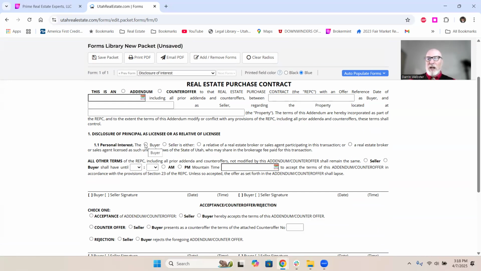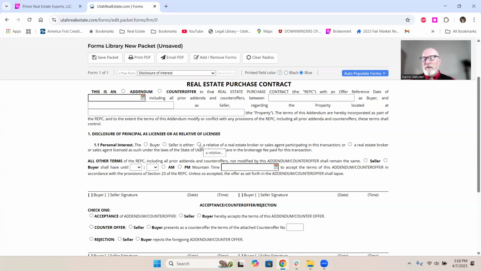If you're a buyer and you are a principal in buying a home for yourself, you have to state that you are the buyer and a real estate broker. If you represent the buyer and they are a relative, then you need to mark relative. If you're the seller of your own property, you need to mark that the seller is a real estate agent or broker, or if you're the seller and you represent a relative.